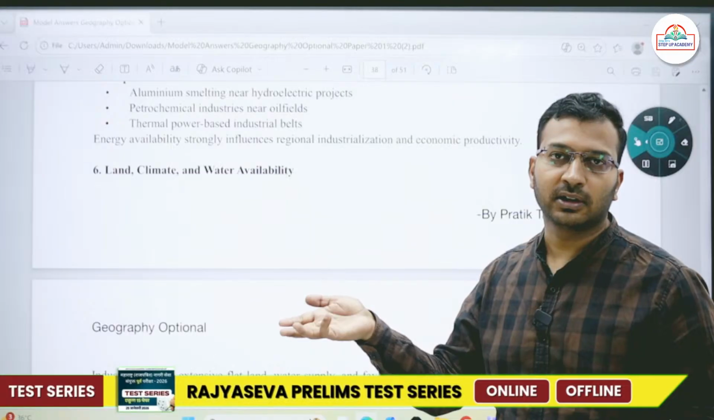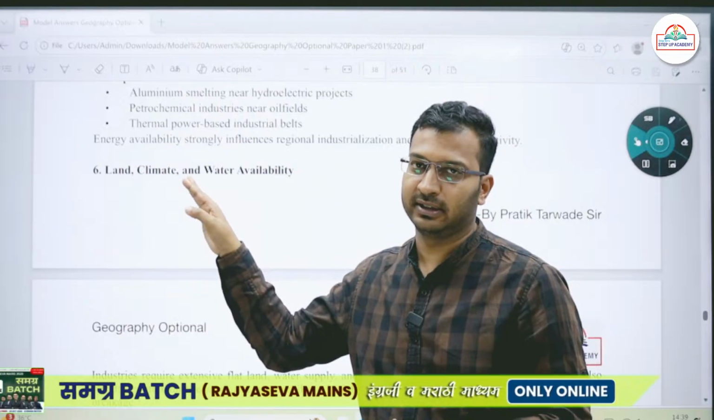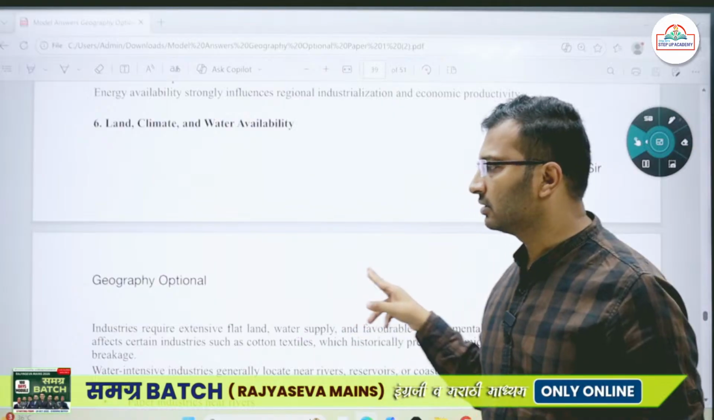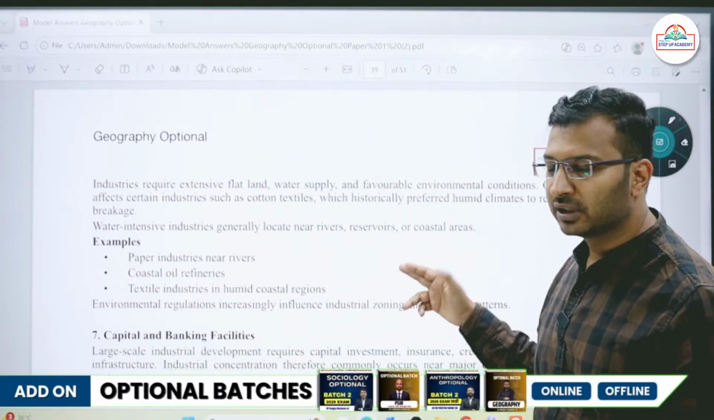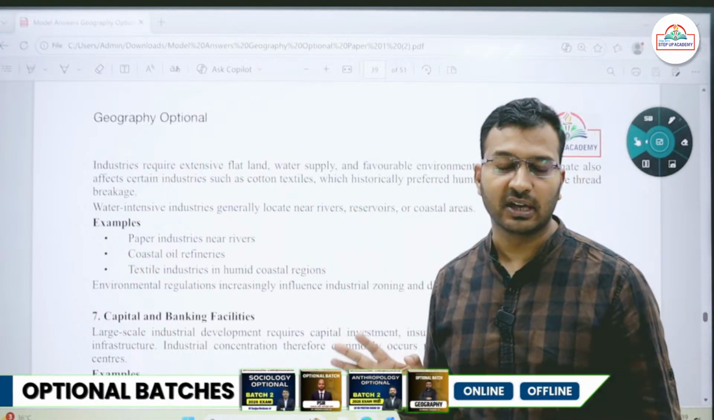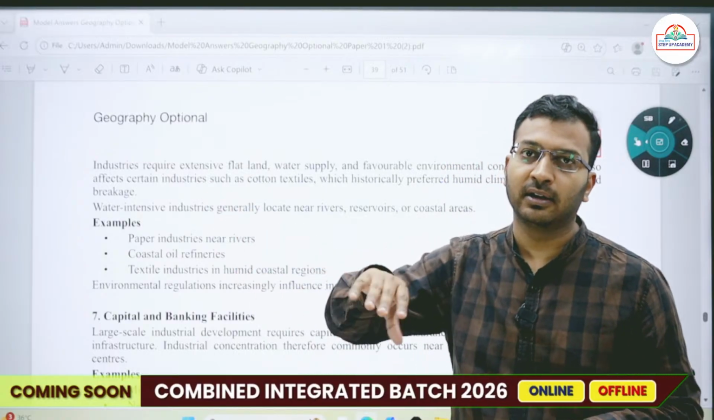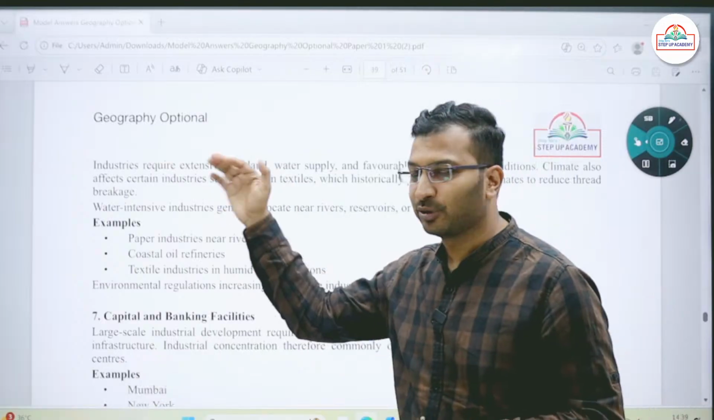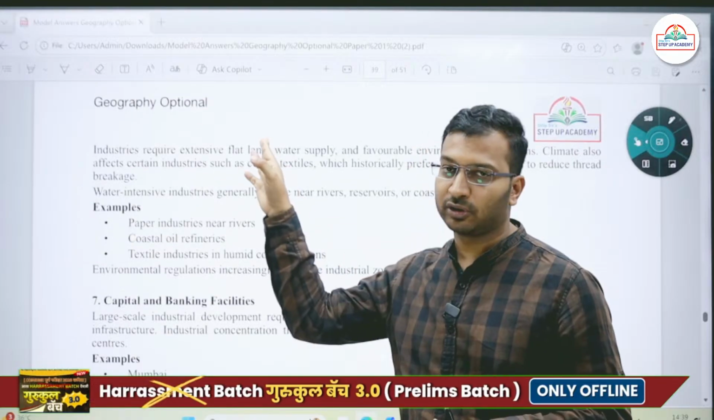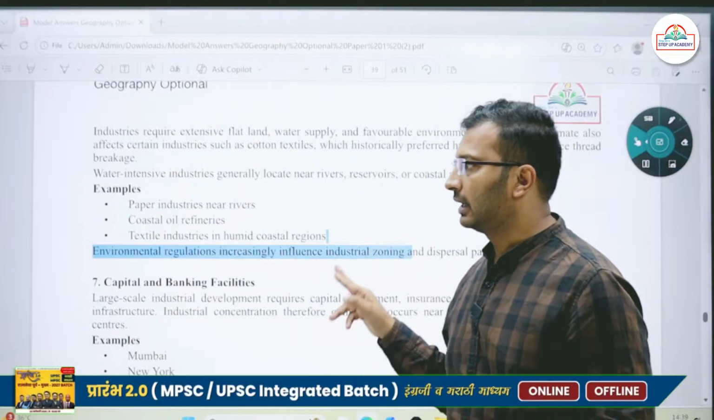Now recently, global warming is taking place and the climate is becoming more favorable in the Himalayas, but you cannot say that, because cloud bursts and such events happen a lot. Water availability is there, but the land is not that suitable. Huge industries require extensive flat land, water supply and favorable environmental conditions. As a result, most of the industrial region is developed in UP, and recently Bihar is also getting developed. The UP region is very well developed with respect to industries because of extensive flat land, water supply, and a favorable climate.